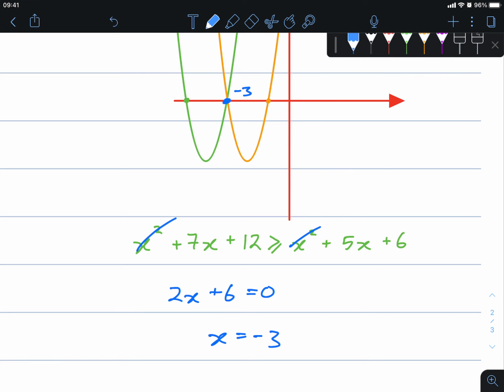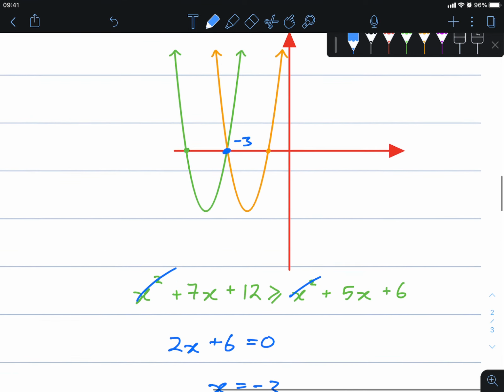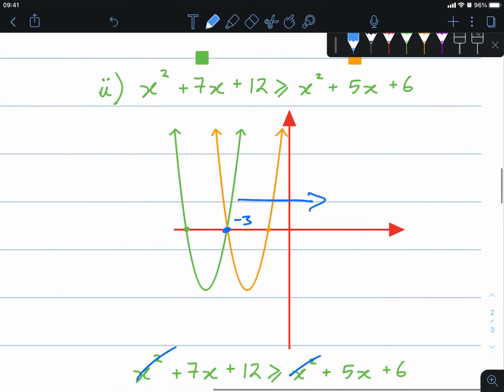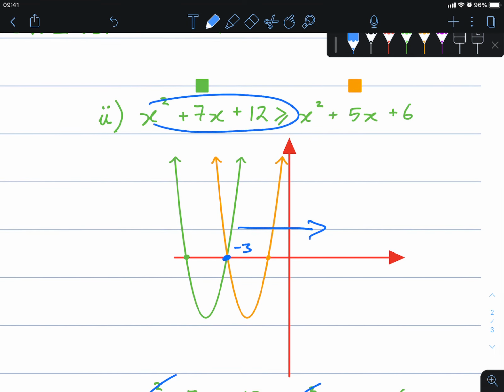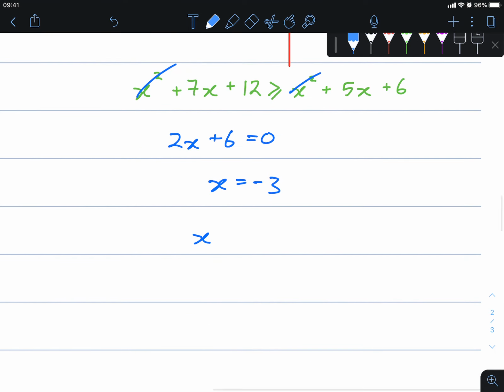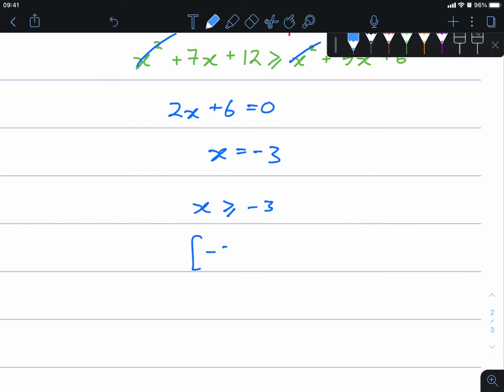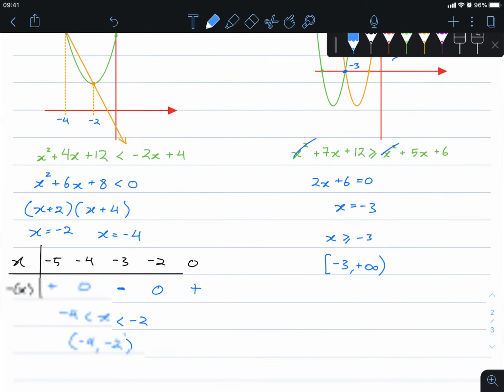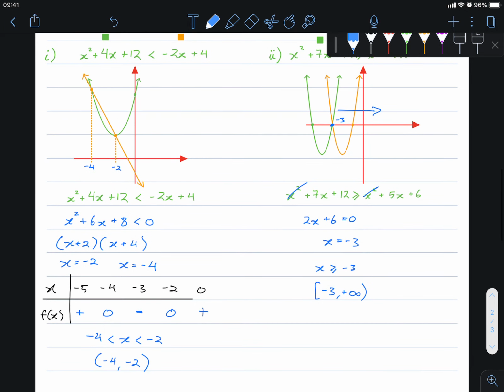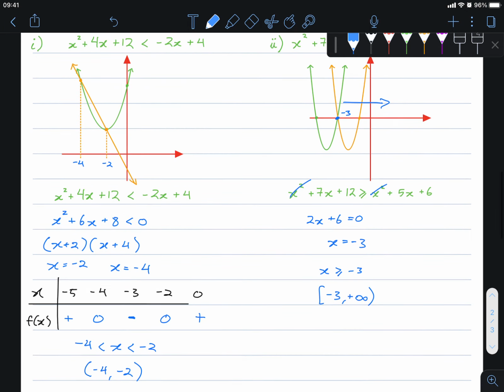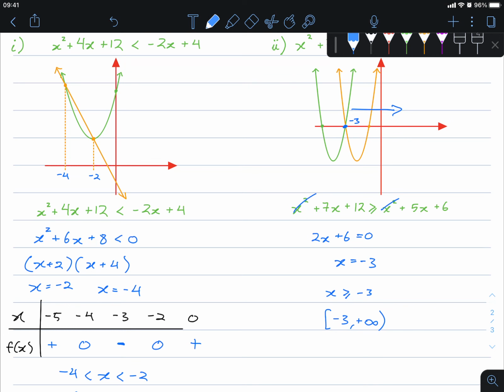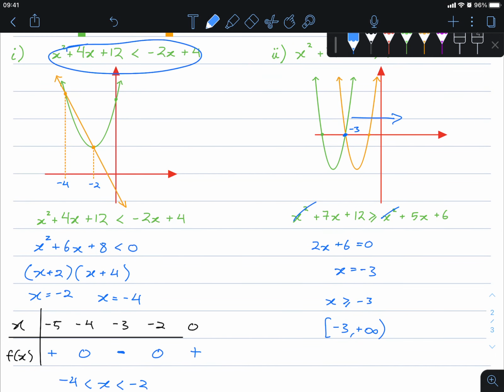And without using the table of signs, we can just say that everything to the right of negative 3, the green parabola, is bigger than the orange parabola. So we can just say x is greater than or equal to negative 3, or in bracket notation, negative 3 to positive infinity. So I hope that gave you an insight further into interpreting graphs and what it means and what inequalities mean in terms of the graph itself.